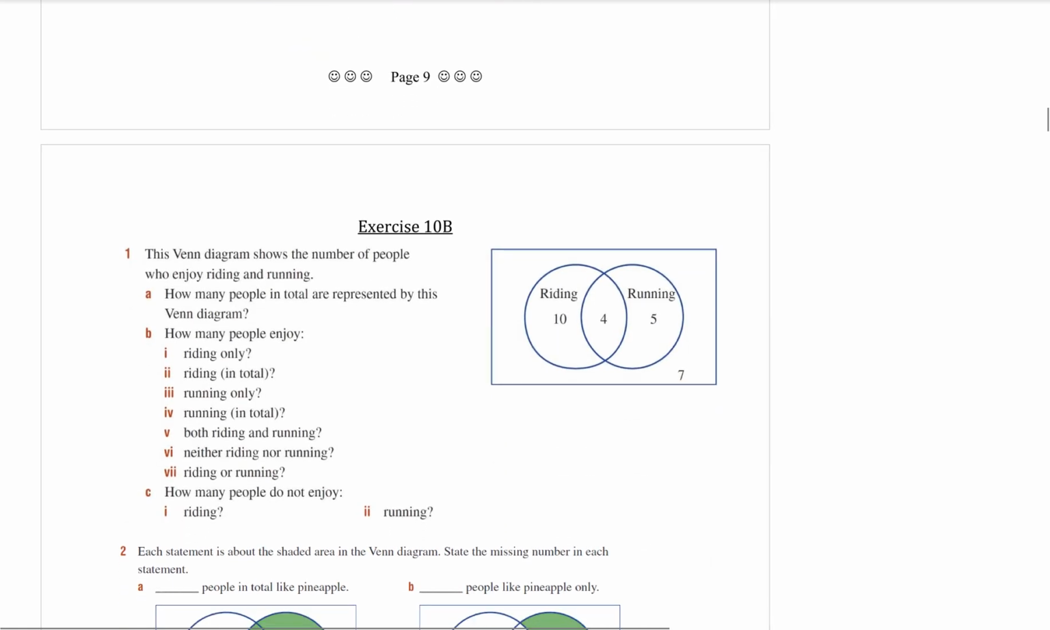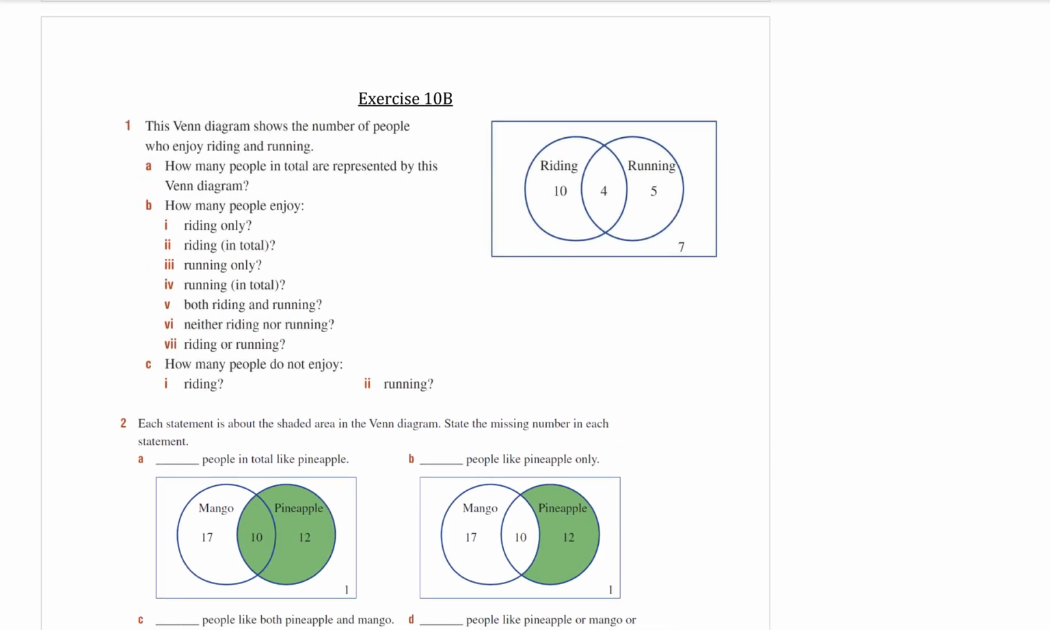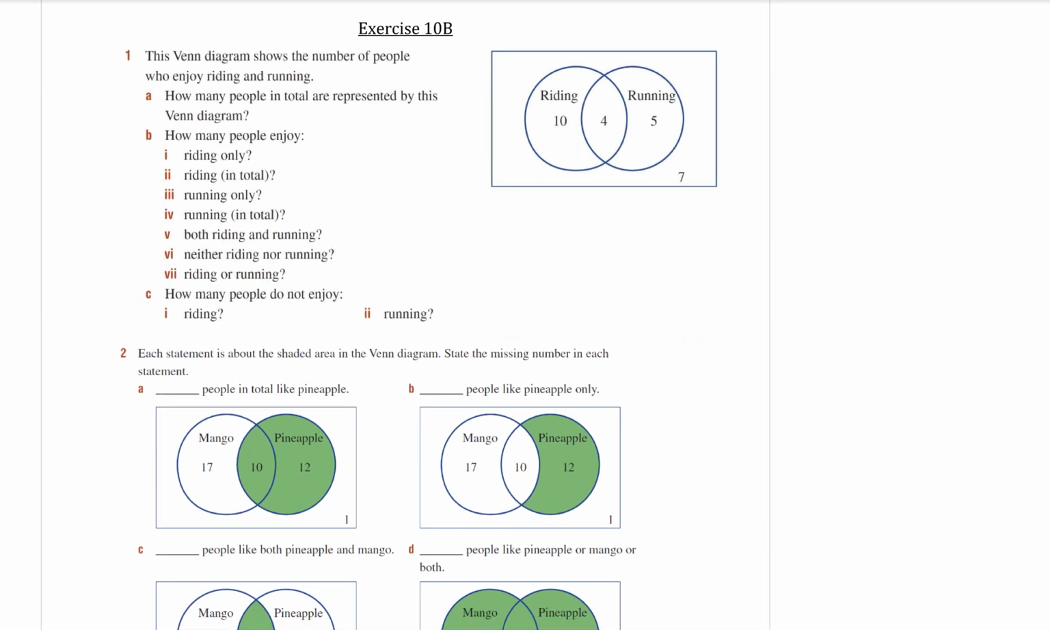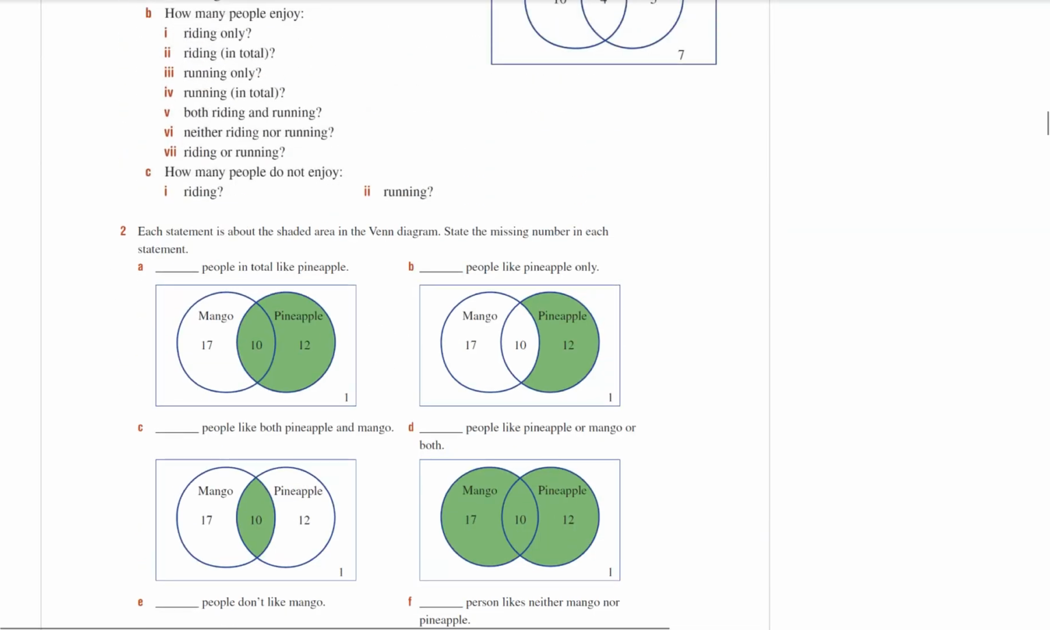So over here on page 10 is where your questions start on Venn diagrams and two-way tables.